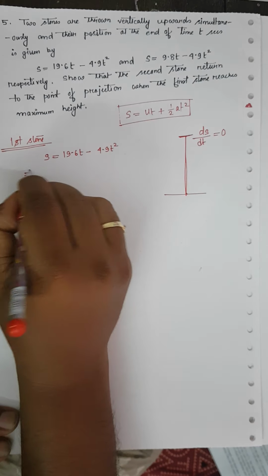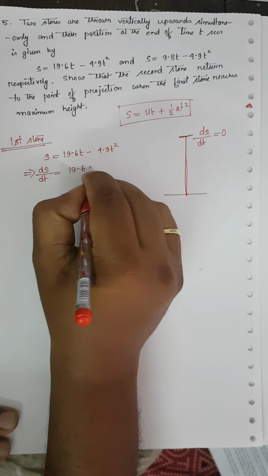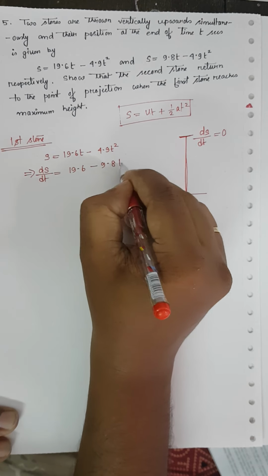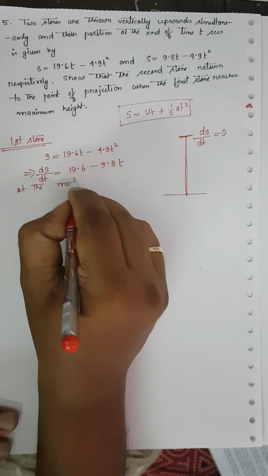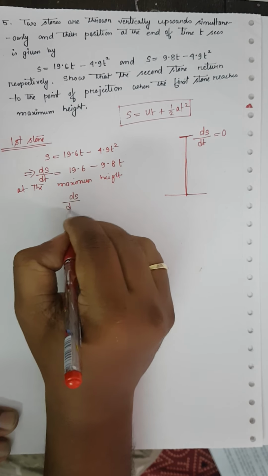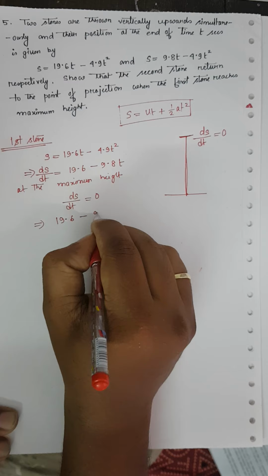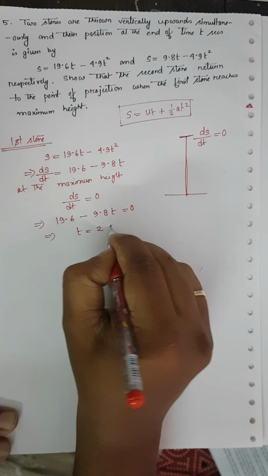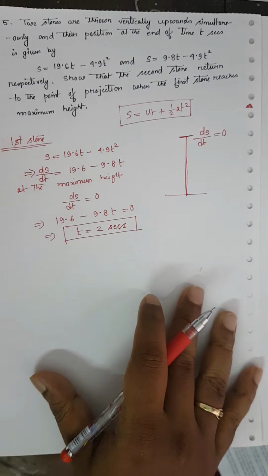So ds by dt is equal to 19.6 minus 4.9 into twice t. This is 9.8 t. At the maximum height, ds by dt will be equal to 0. So 19.6 minus 9.8 t is equal to 0. Clearly, if I solve, t is equal to 2 seconds. So after 2 seconds, the first stone will reach the maximum height.